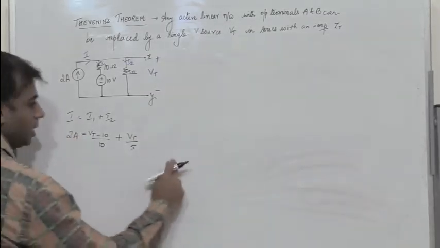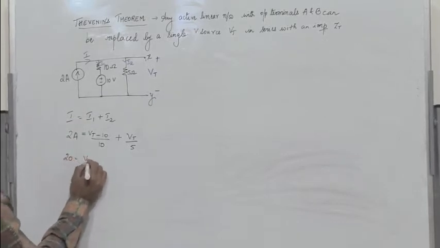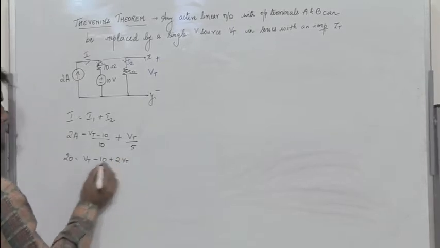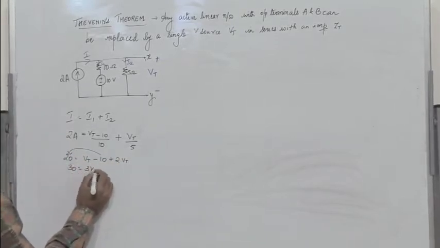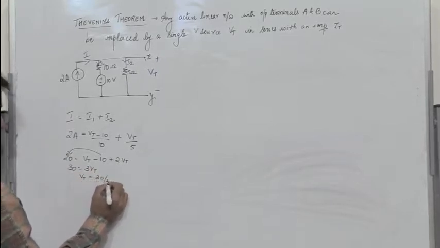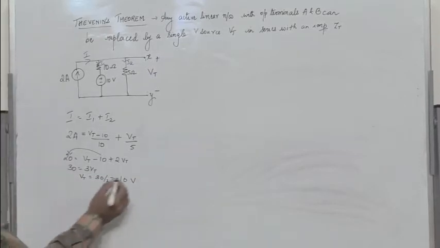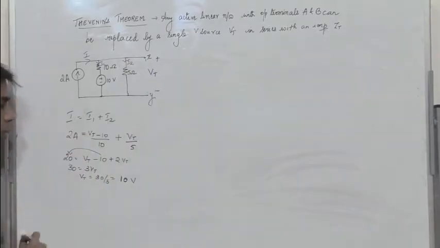Let me multiply the entire equation by 10. So I get 20 equals Vt minus 10 plus 2 Vt, or taking this to the LHS, I get 30 equals 3 Vt, or Vt equals 30 by 3, which is equal to 10 volts. So we have found the voltage across the two terminals XY, the Thevenin's voltage, which is 10 volts.